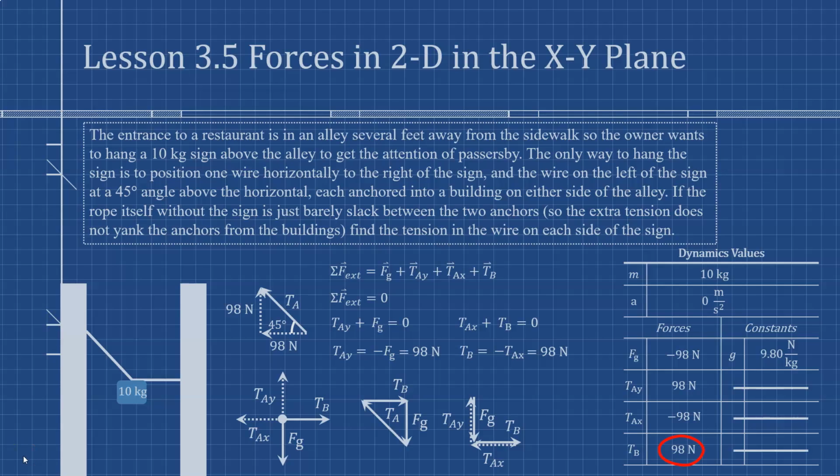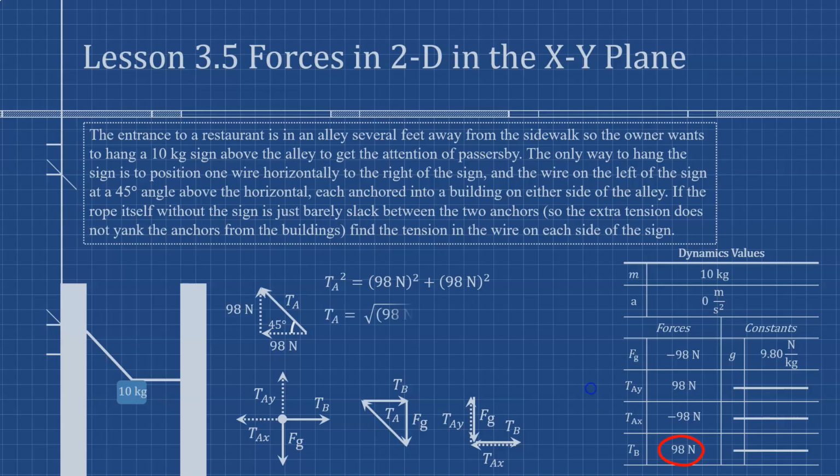To solve for the tension in wire A, I need to recognize that I have a tool that I can use to solve for the hypotenuse of that 45-45-90 triangle. There's actually a couple of tools that you can use. You can recognize that a 45-45-90 triangle has a side ratio of 1, 1, square root of 2, or you could simply use the Pythagorean theorem to solve, which is actually the same thing. So I'm going to use the Pythagorean theorem. The tension in wire A squared equals 98 squared plus 98 squared. And when I simplify this, I'm going to take the square root of both sides. I find that the tension in wire A is 140 newtons. That's the other tension that I needed.